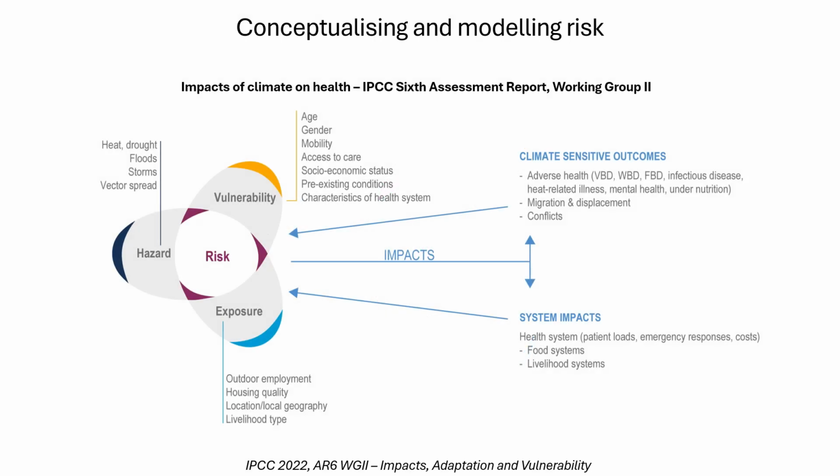So this is an example of how the IPCC have used this framework to talk about climate change impacts on various health outcomes. Here we can think of hazards as being things like extreme heat or drought, floods, storms, and vector-borne disease. Exposure being activities and livelihood factors that shape whether people are exposed to these hazards, like employment, housing quality, location, livelihoods, and then a whole suite of social factors that determine vulnerability to those hazards, including things like age, gender, mobility, healthcare, various pre-existing conditions or socioeconomic status. And all of those things determine realized risks.